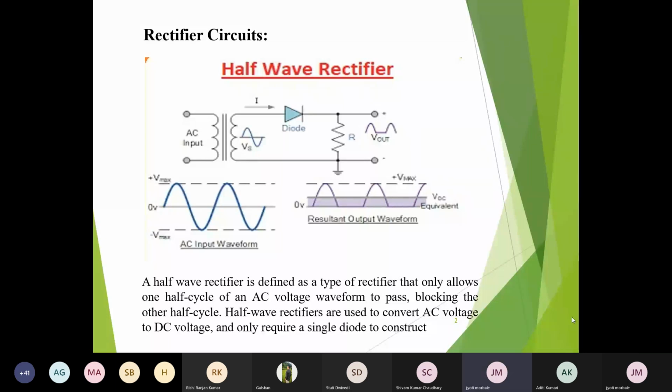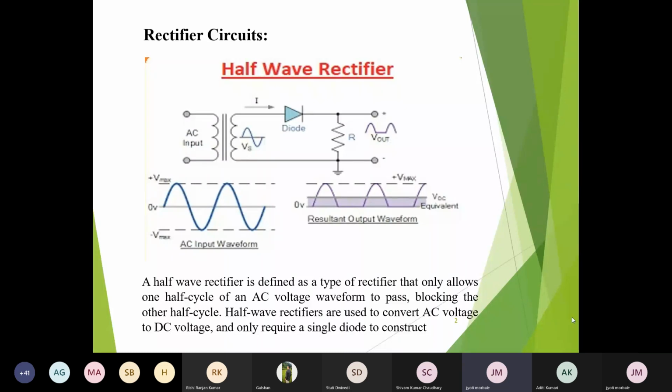Now when the negative half cycle appears, during the negative half cycle of the input voltage, the polarities get reversed. Now the upper terminal will be negative and the lower terminal will be positive. The diode is now said to be in a reverse bias state, that is, a non-conducting state. Practically no current flows through the diode when it is reverse biased. In reverse bias, the diode offers very high resistance and acts as an open switch. So there is no voltage drop across the load resistor.